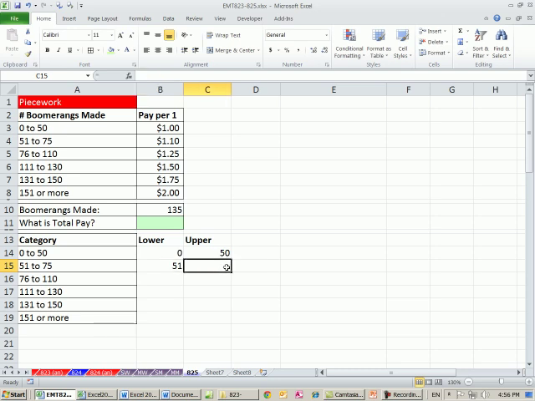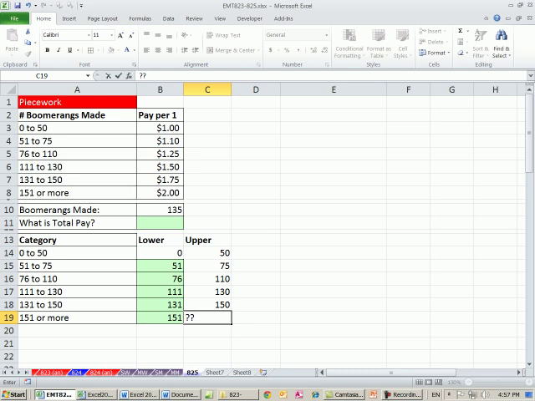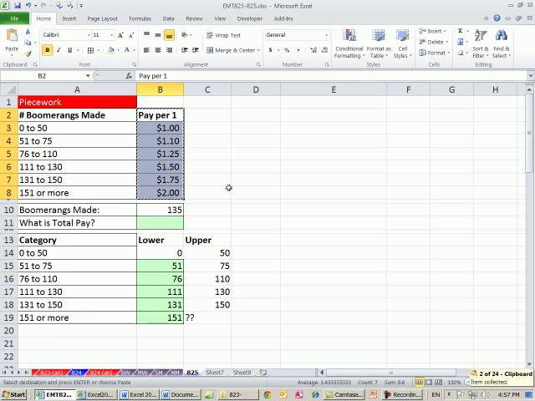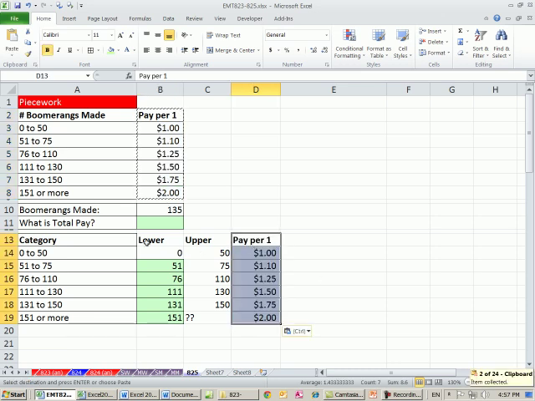And then we actually have to type. I'm going to copy this down, and I'm going to add a color, too, because that's a formula. And then this one, we just do 75, 110, 130, 150. And then we don't know what this last one is. We're not going to need that one, though. We're also going to need this pay per. I'm going to Control-C and paste it right here.